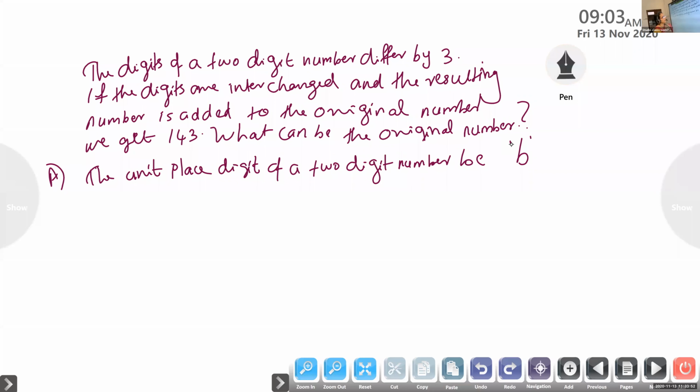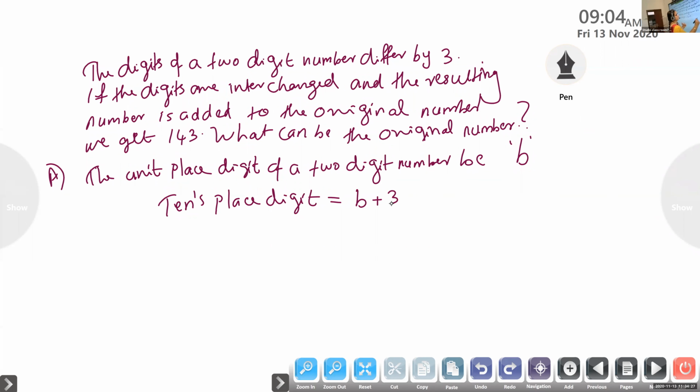Then what will be the tens place digit? The digits of the 2-digit number differ by 3. So what will be the tens place digit? B plus 3. Tens place digit is equal to B plus 3. Good, because they differ by 3. So tens place digit will be B plus 3. Okay. So we got the digit in the unit place and the digit in the tens place.